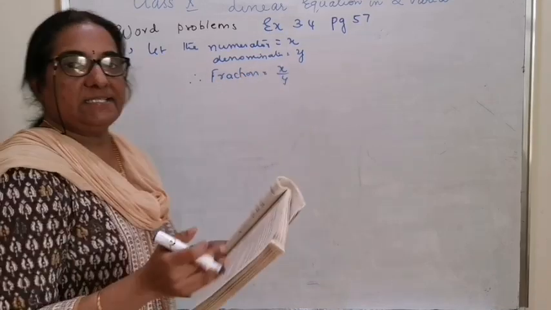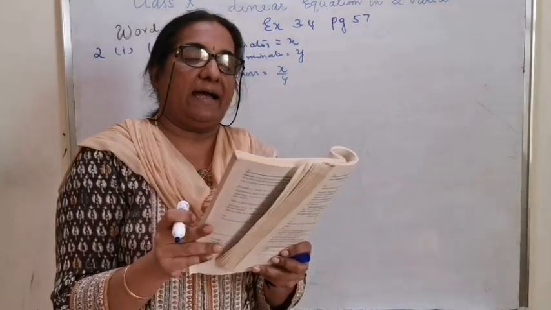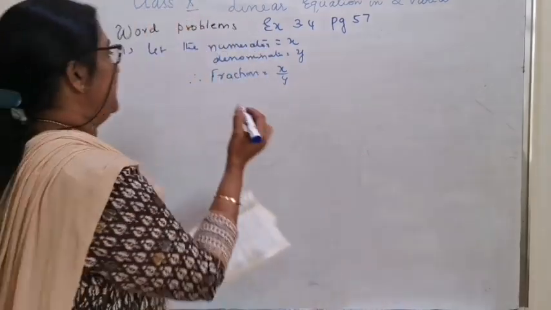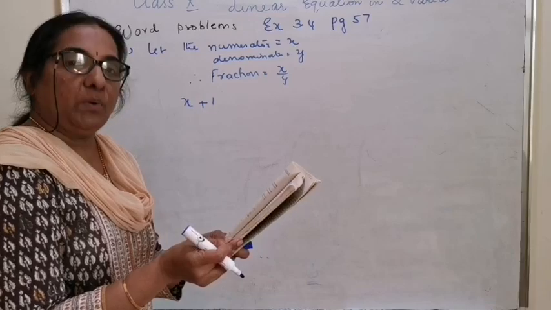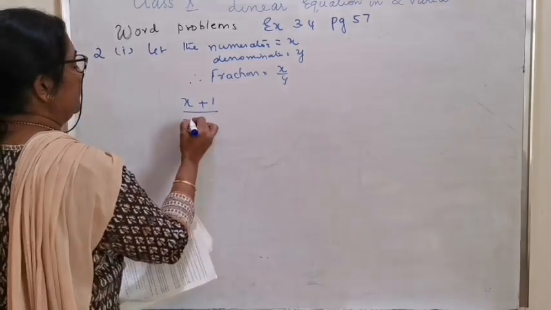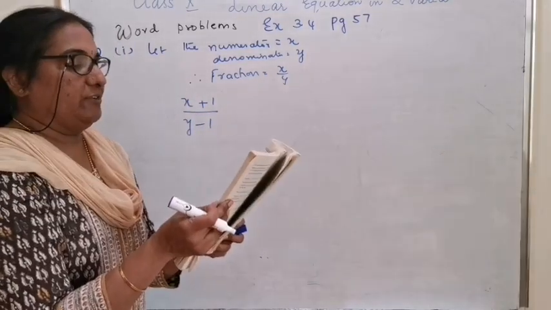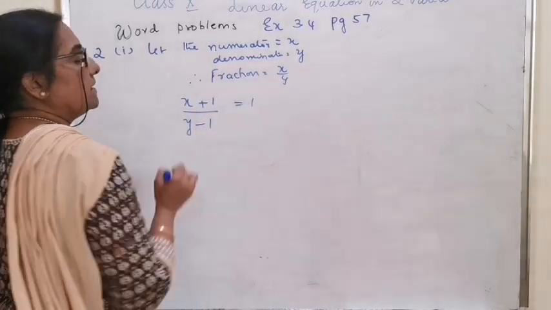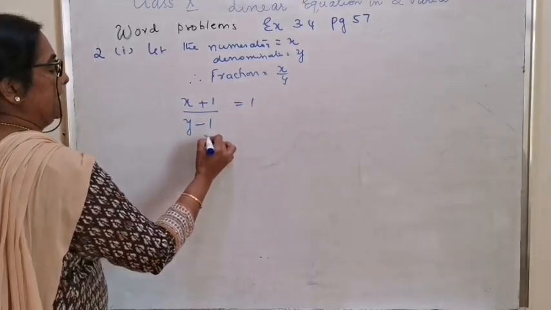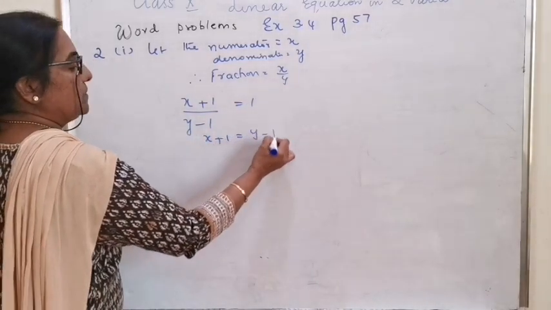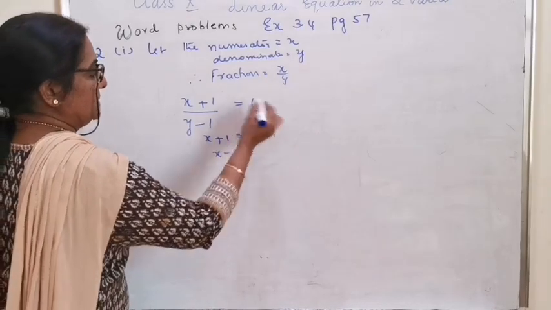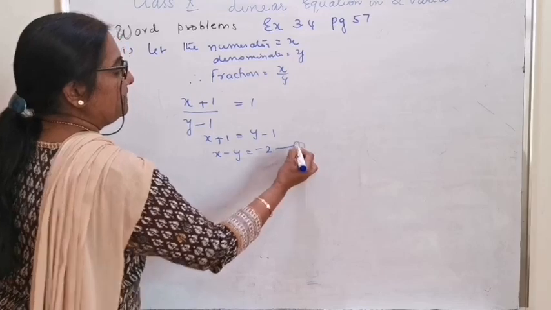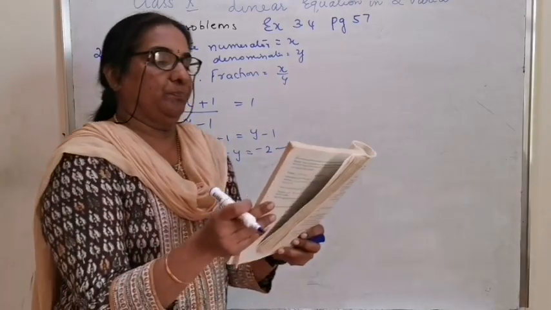What are the changes happening? If we add 1 to the numerator and subtract 1 from the denominator, the fraction becomes 1. So when you cross multiply, x plus 1 is equal to y minus 1, or x minus y is equal to minus 2.